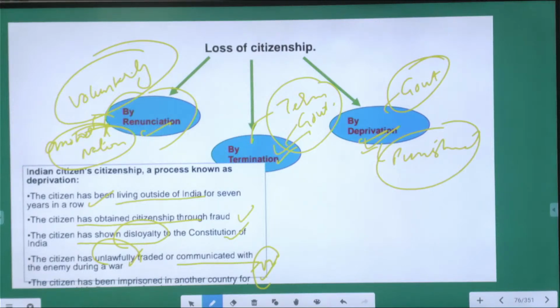Only one question has been asked from citizenship in the history of UPSC. The question asked was that a person who acquired citizenship through naturalization, his citizenship cannot be lost. This is incorrect. Any citizenship can be lost, whether it was acquired through any mechanism. Getting my point? Yes or no? Clear?